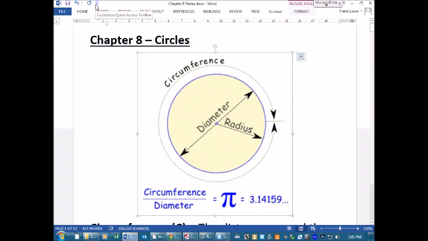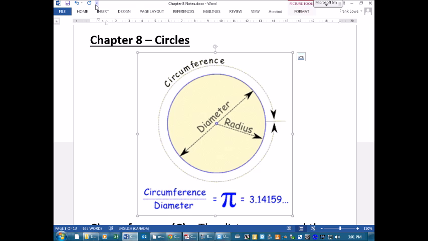Welcome to chapter 8, which is all about circles. Everything you ever wanted to know about circles, for the most part. Okay, so in a nutshell, before we even get into 8.1, 8.2, 8.3, 8.4, whatever, we just need to kind of dissect a circle. So there's a few things that you need to be aware of.